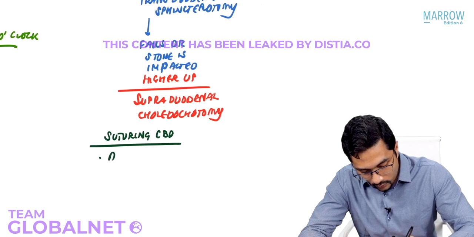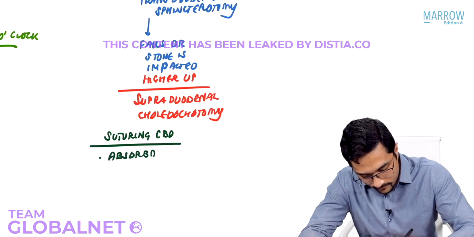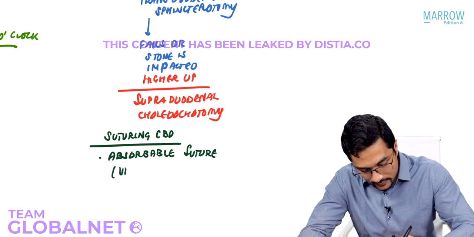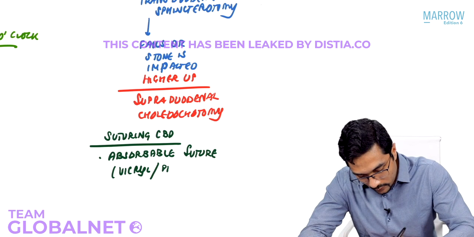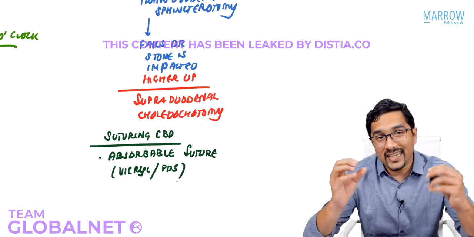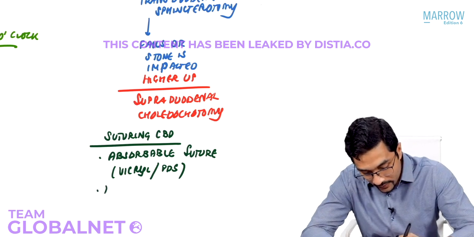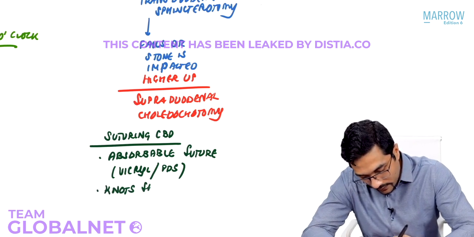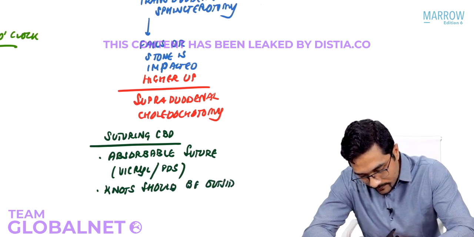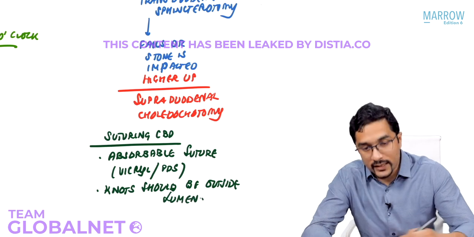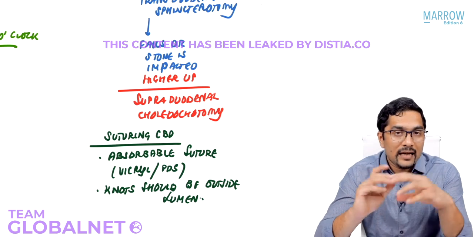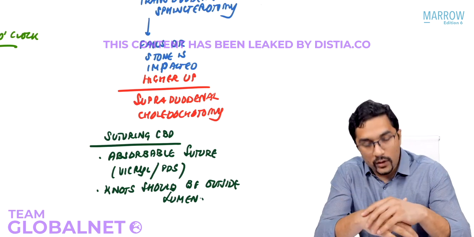And when we are suturing the CBD, we will always use an absorbable suture. It is usually Vicryl or PDS, because if we use a non-absorbable suture, it will remain there lifelong, and it can act as a nidus for stone formation. And knots should be outside the lumen, because if the knots are inside the lumen, then again that can give rise to problems, and it can act as a nidus for stone formation.